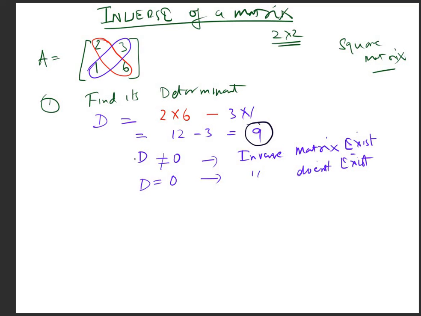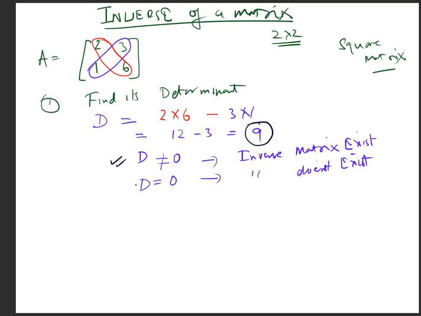Now here in this case, I know my determinant is 9, so that means it is not equal to 0. Now this could be a negative number as well. I don't care, because even the negative number is not equal to 0, even then the inverse will exist. So in this particular case, I say my inverse exists.